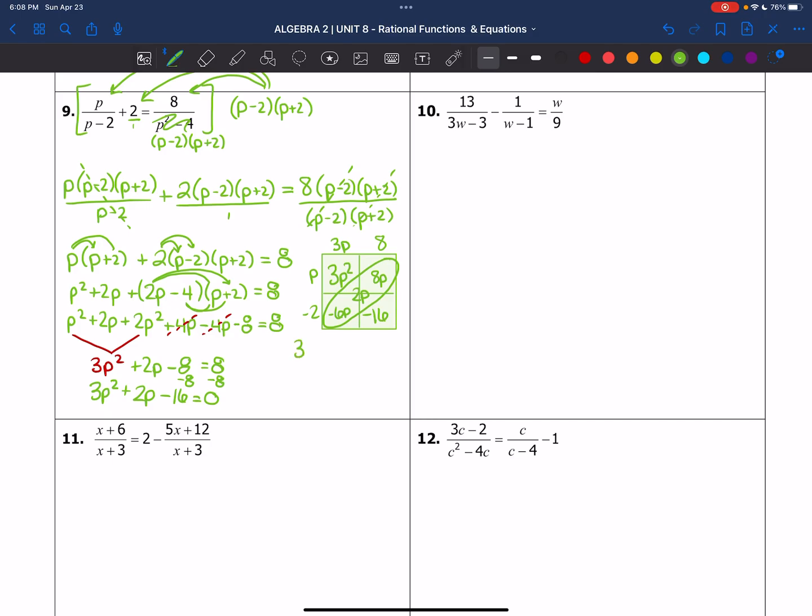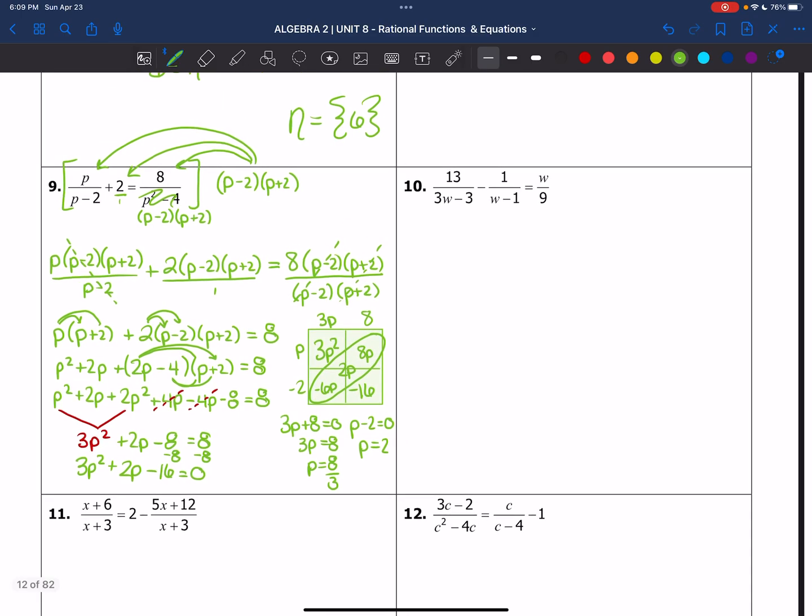We've got 3p plus 8, and that's going to be set equal to 0, as well as the p minus 2 equal to 0. So that's 3p equals 8, or p equals 8 over 3, and p equals 2.